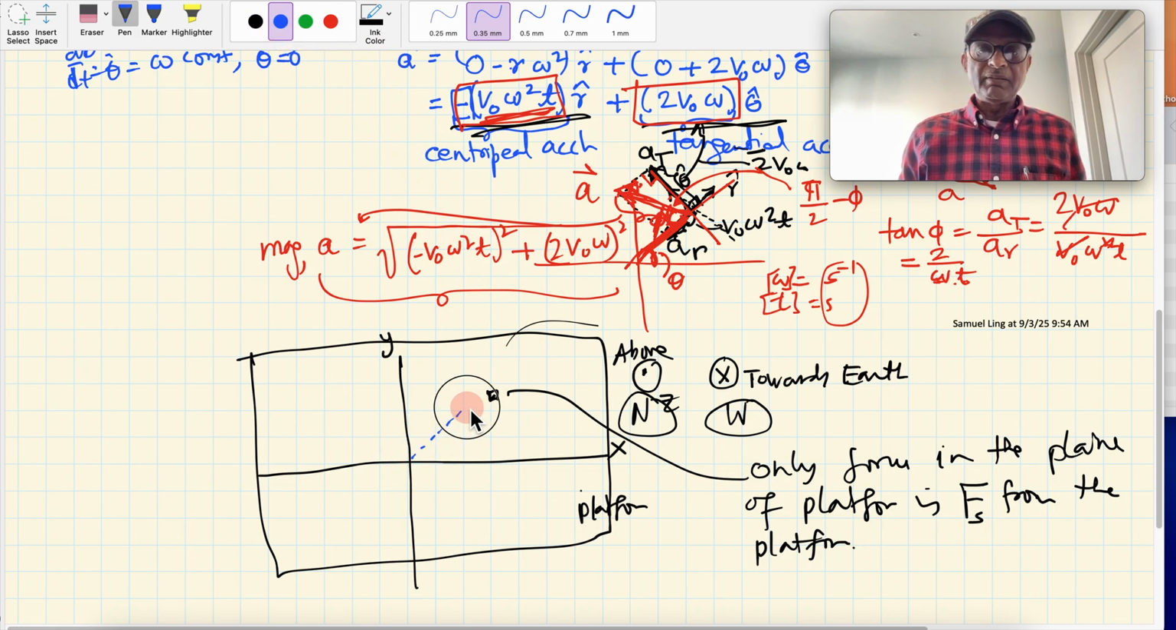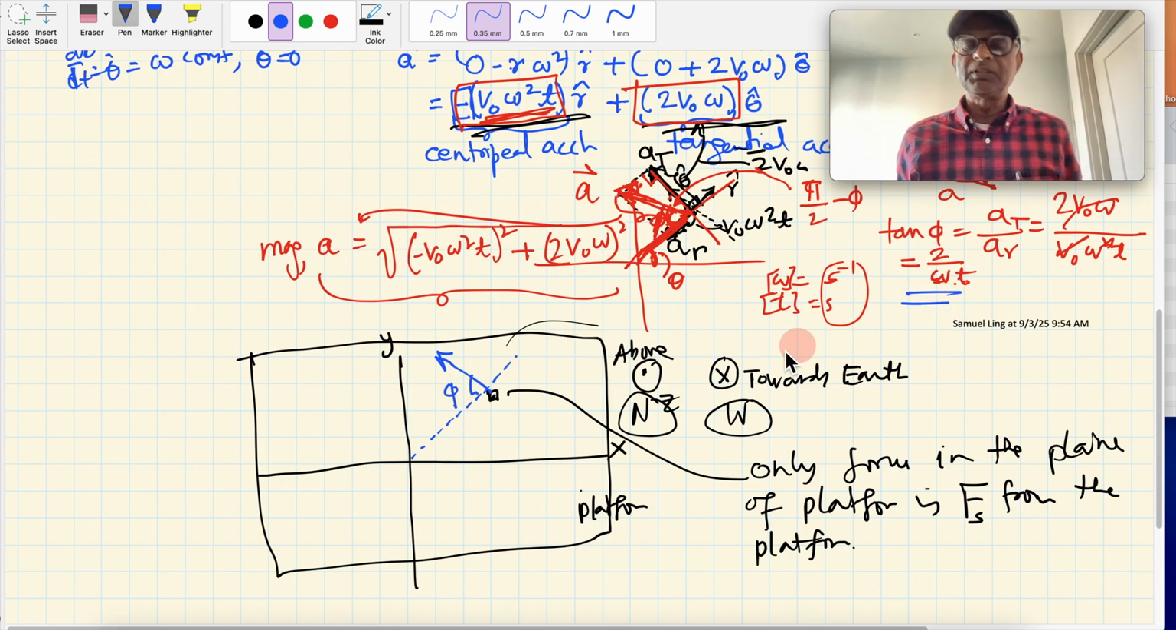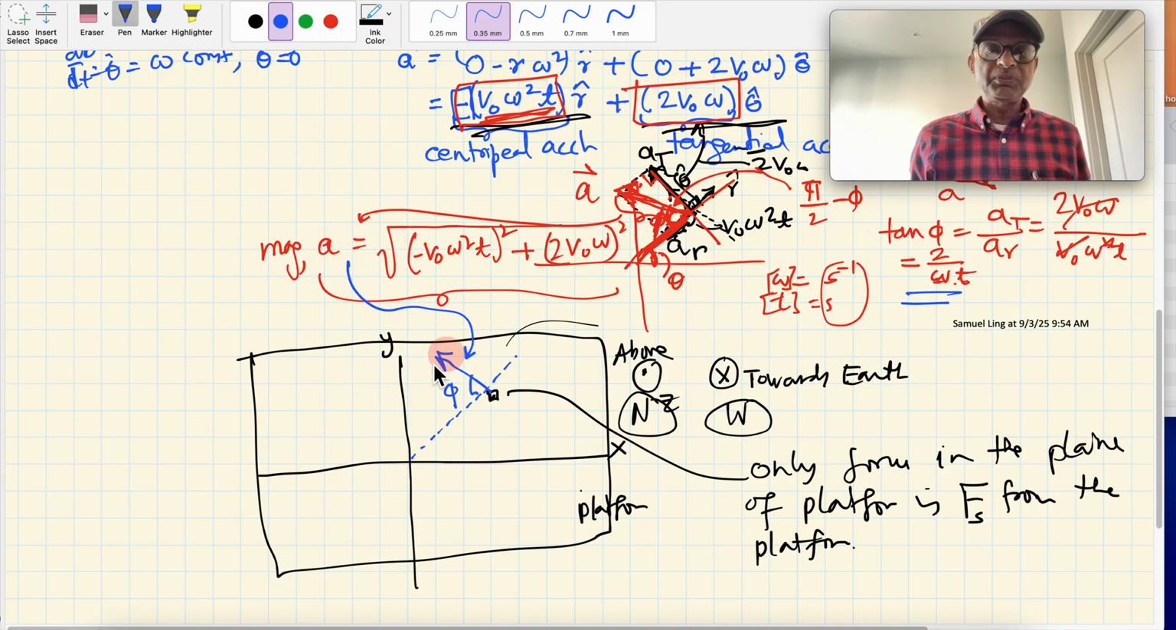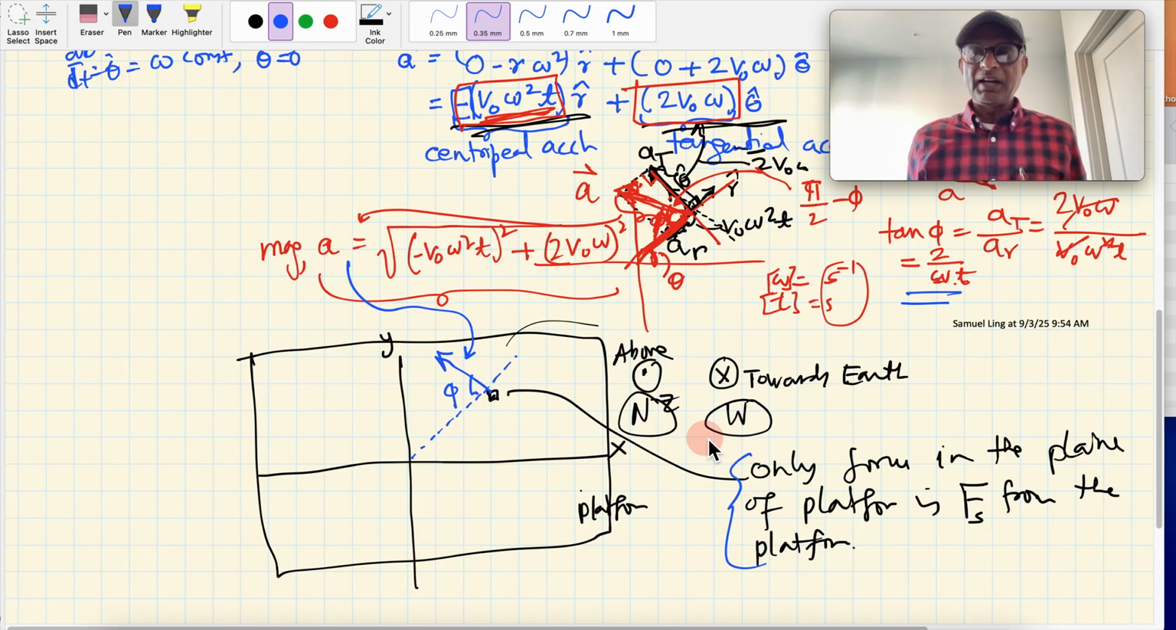In this plane, acceleration is pointed that way, and this angle was phi, and we just figured that phi out, and the magnitude was this. So that was the acceleration. With this acceleration, there's only one force. This is the only force that can supply that. And it's asking for the instant that you would use up the max of this guy.